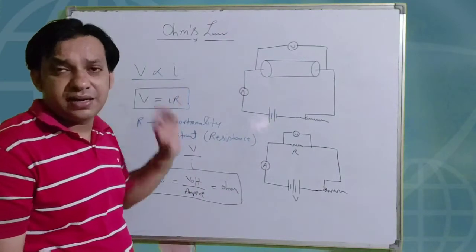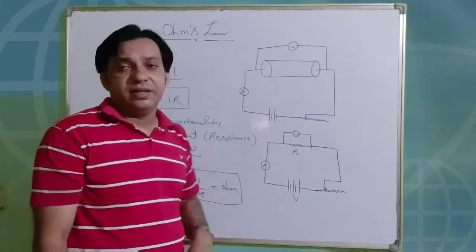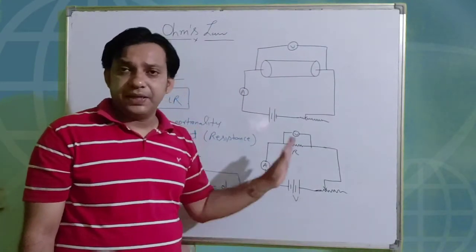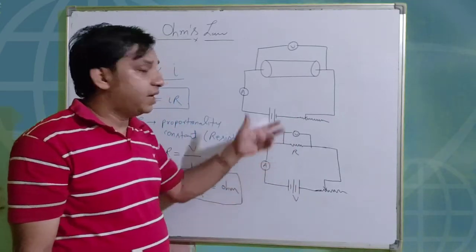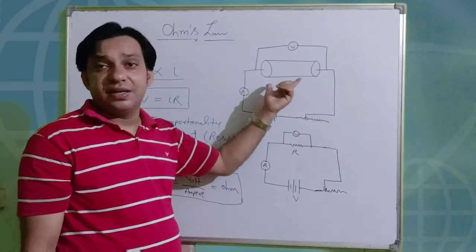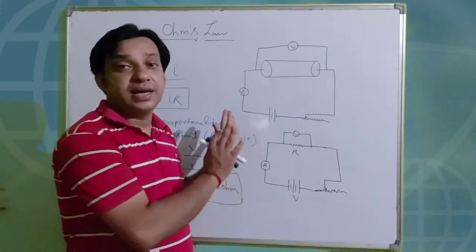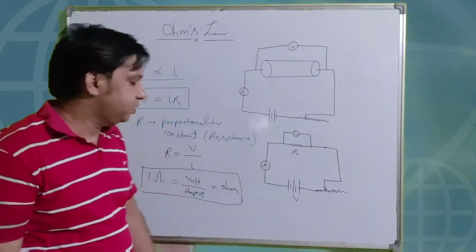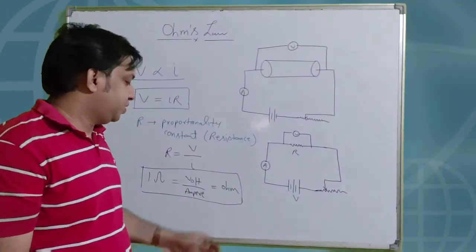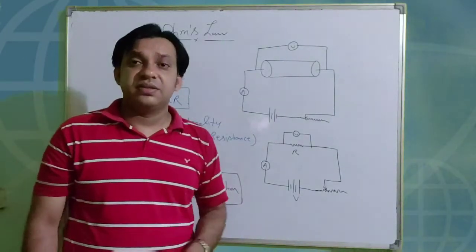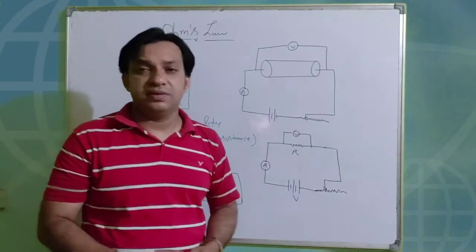V and I are directly related, and because of that, this is your Ohm's law, right? This is your Ohm's law, and one thing is very important: the physical parameters of the conductor should remain constant throughout the calibration. Throughout the calibration, you are using this law. So this is your Ohm's law. Let us discuss some numericals based upon Ohm's law.